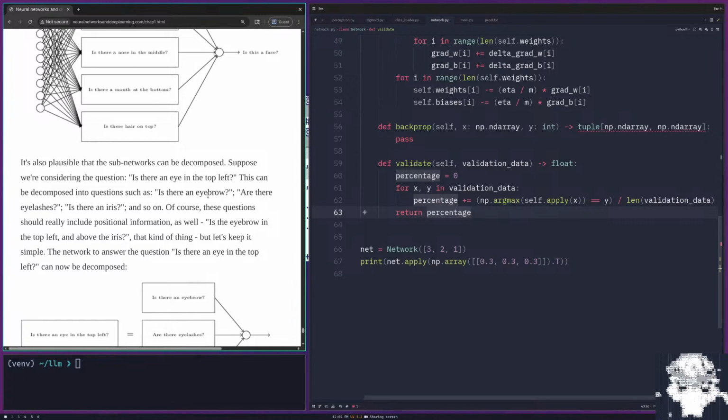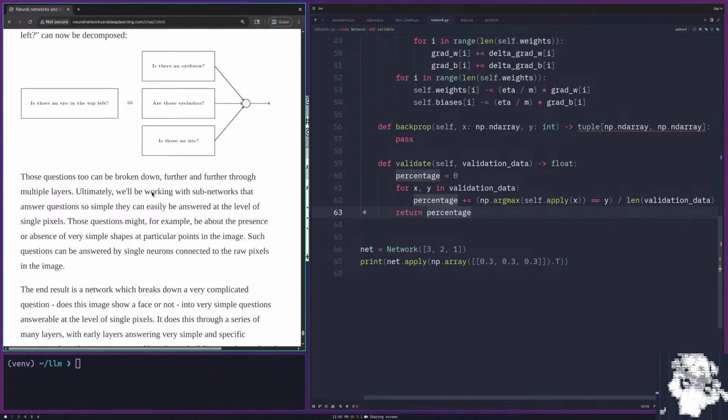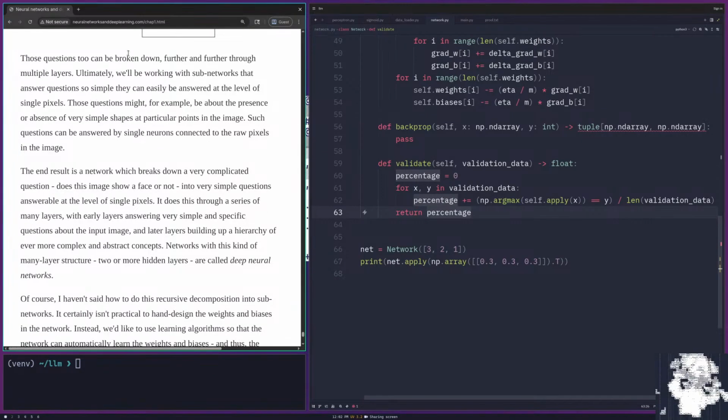It's also plausible that the subnetworks can be decomposed. Suppose we're considering the question, is there an eye in the top left? This can be decomposed into questions such as, is there an eyebrow? Are there eyelashes? Is there an iris? And so on. Of course, these questions really include positional information as well. Is the eyebrow in the top left and above the iris? That kind of thing. So let's keep it simple. The network that answers the question, is there an eye in the top left, can now be decomposed. Eyebrow, eyelash, iris. Those questions too can be broken down further and further through multiple layers.